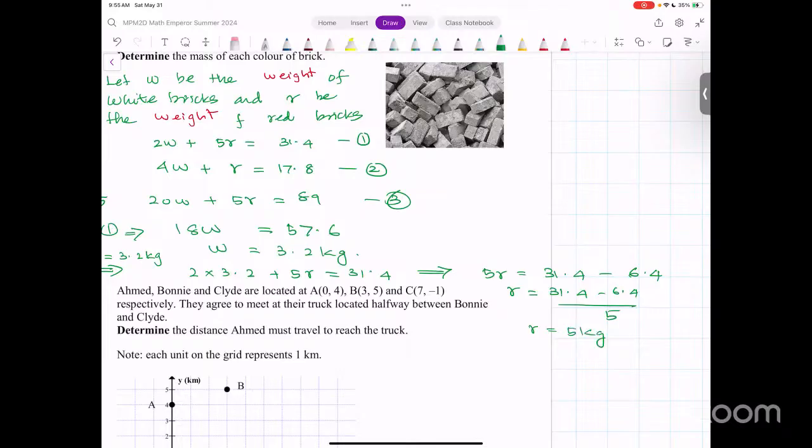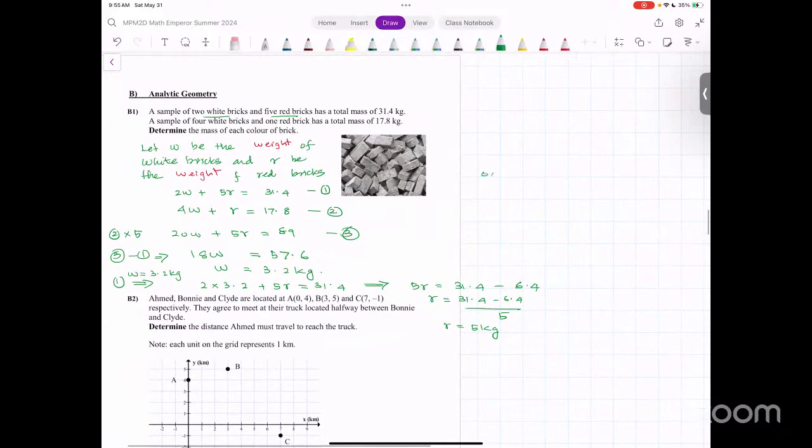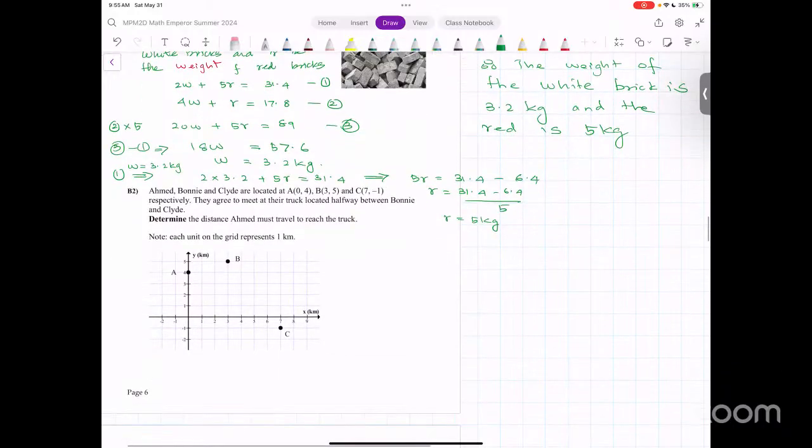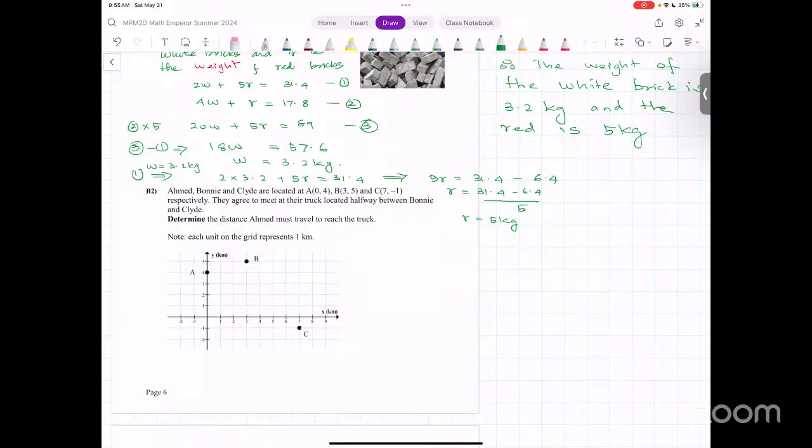And then you have to write a conclusion statement. Therefore, the weight of the white brick is 3.2 kilograms and the red brick is 5 kilograms. Can you see the picture? Hello. Yeah. All right.